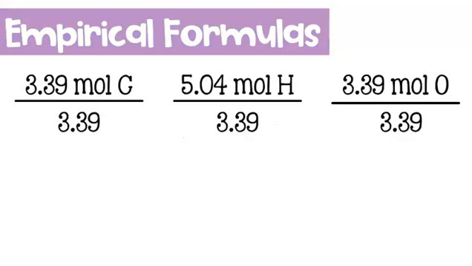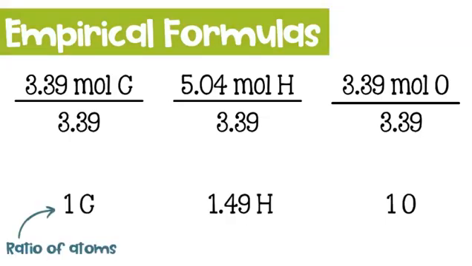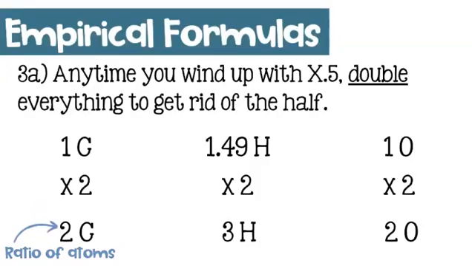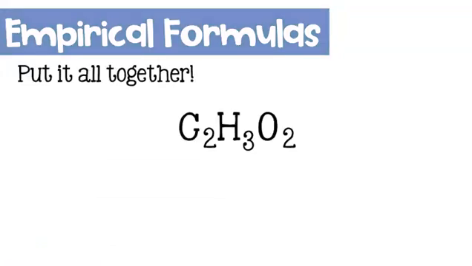So our smallest number was 3.39, so we're going to divide all three numbers of moles by 3.39 to get 1 carbon, 1.49 hydrogens, and 1 oxygen. Notice how the 1.49 is really close to 1.5. We can double 1.5 in order to get a whole number. So let's double all of our numbers to get a ratio of 2 carbons to 3 hydrogens to 2 oxygens. That means our total empirical formula is C2H3O2.